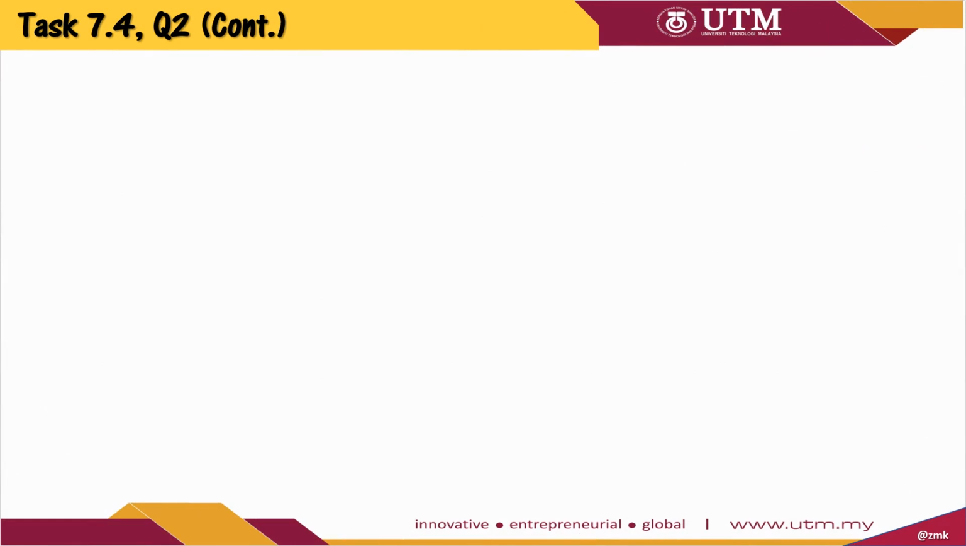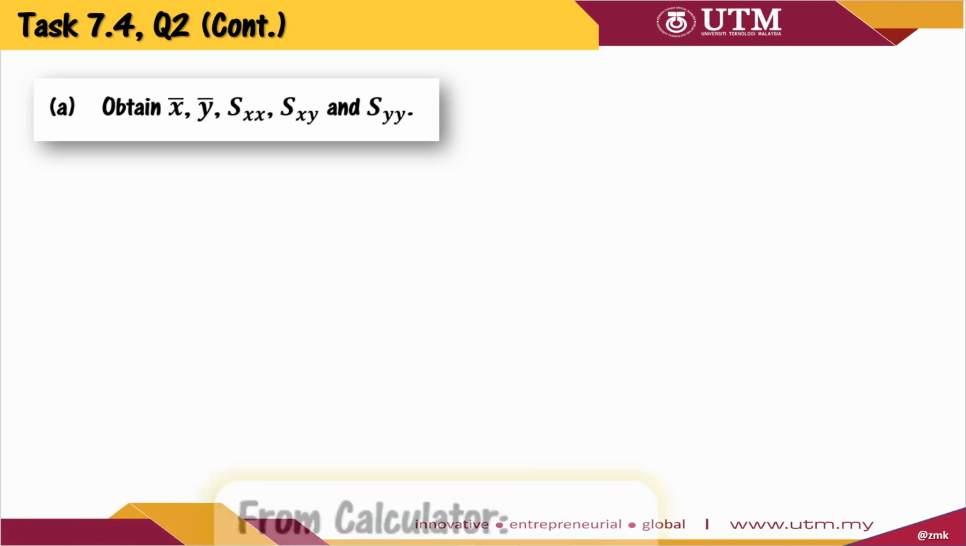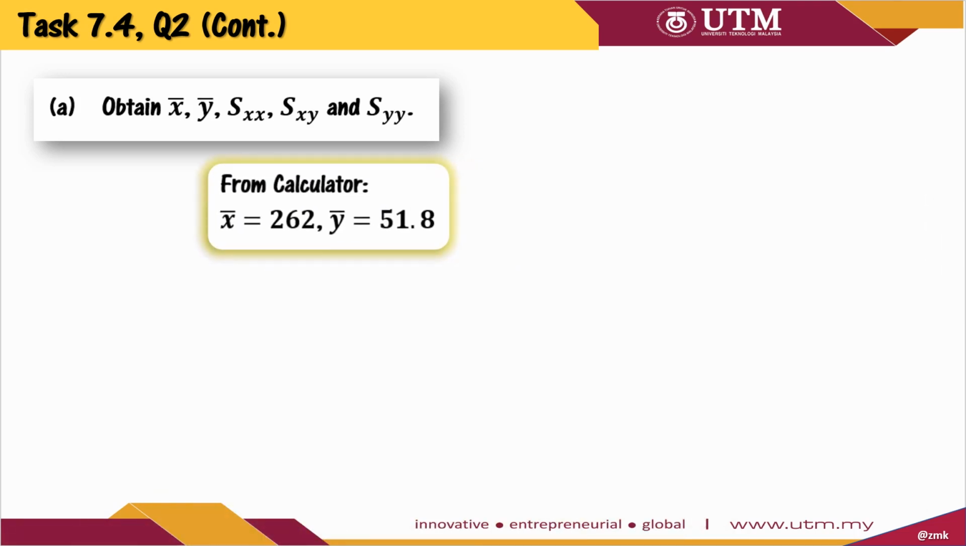To solve part A of this question, x bar and y bar can be stated directly from the calculator, whereas the sums of squares and the sum of product must be calculated by using the formula available from the statistical table booklet page 4. Using the summary values listed earlier, you can then solve for the sum of squares due to x, denoted by sxx, as follows.